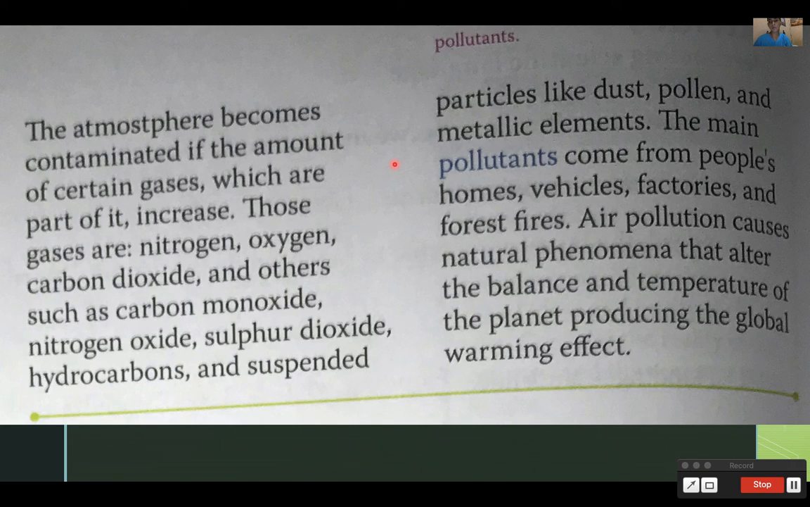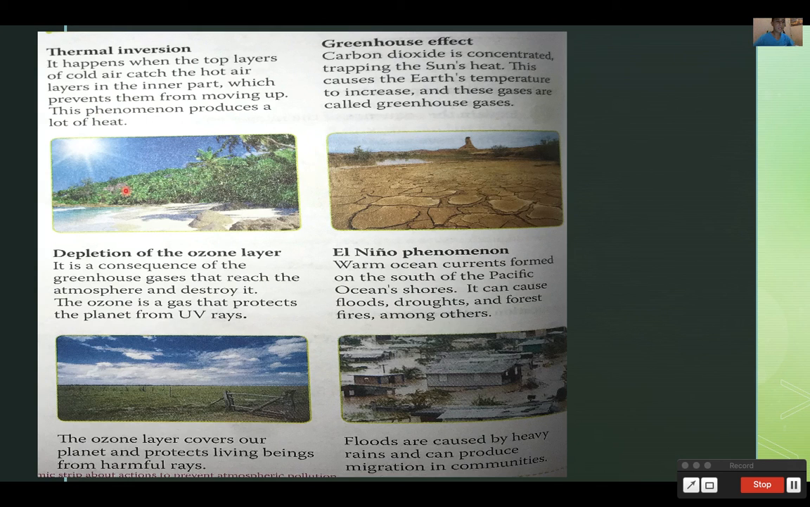The main pollutants come from people's homes, vehicles, factories, and forest fires. Air pollution causes natural phenomena that alter the balance and temperature of the planet, producing the global warming effect. So that is too important for you to know. We have these ones. Thermal inversion. What is thermal inversion? It happens when the top layers of cold air trap the hot air layers in the inner part, which prevents them from moving up. This phenomenon produces a lot of heat.